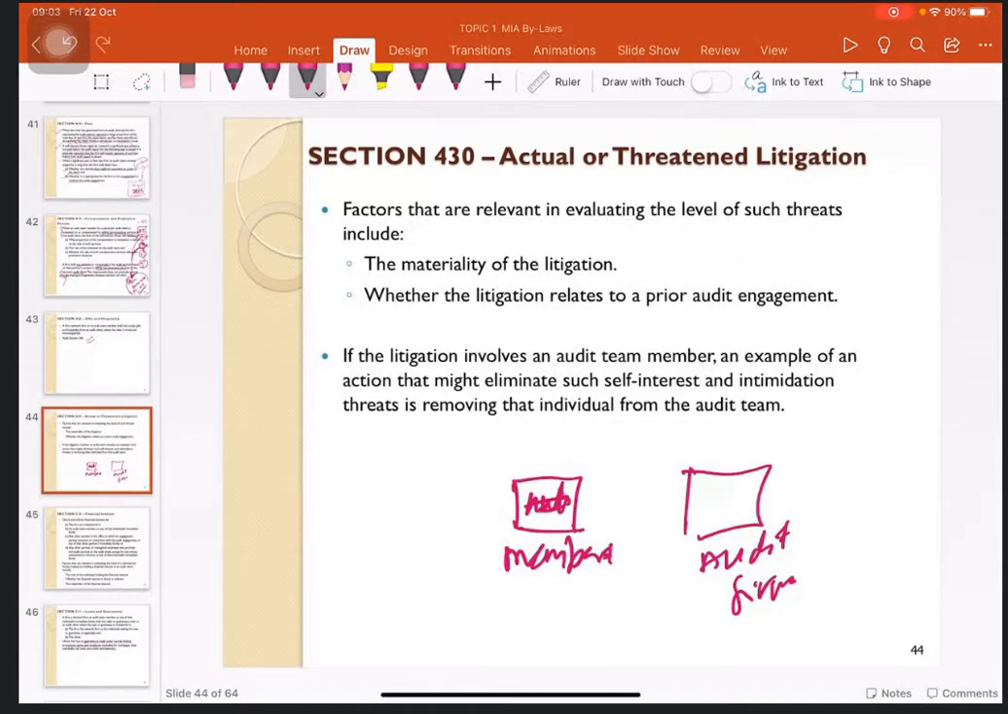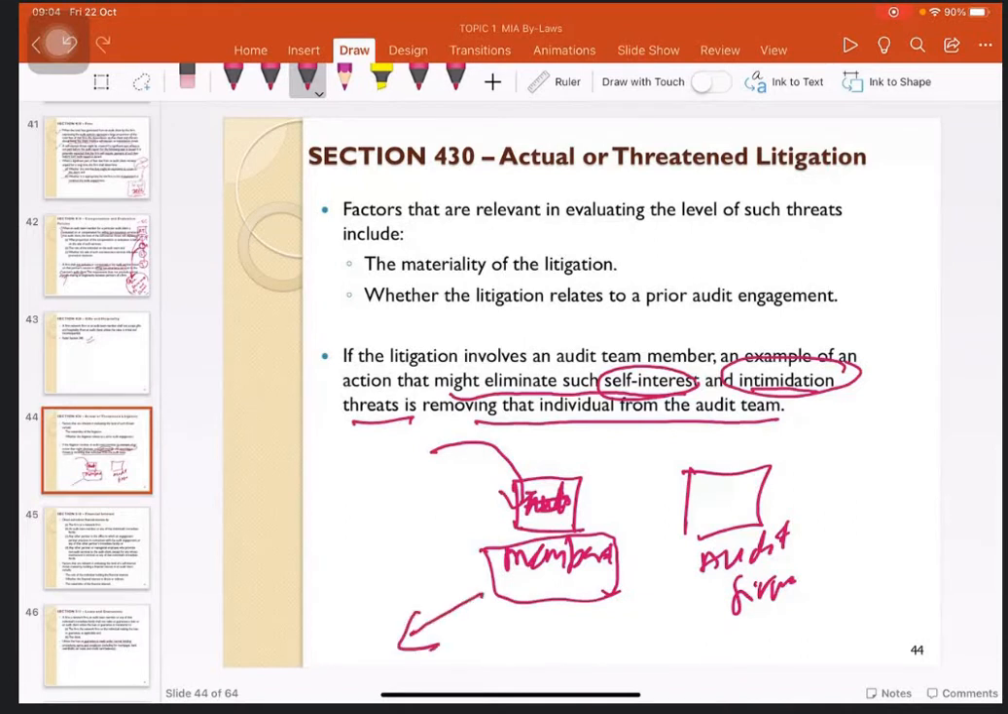So if the litigation involve the audit team members, for example, the best thing that we need to do adalah we might eliminate such self-interest threat and intimidation threat by removing the individual from the audit team. Okay, kalau dia nak ambil action against kepada one of the audit members, so kita nak avoid self-interest threat dan kita nak avoid ataupun kita try to reduce the intimidation threat. Okay, so what we do adalah kita akan remove these members daripada our team. Okay, kita akan keluarkan dia dan kita akan masukkan members yang baru to conduct the audit. Okay, it's very simple lah.